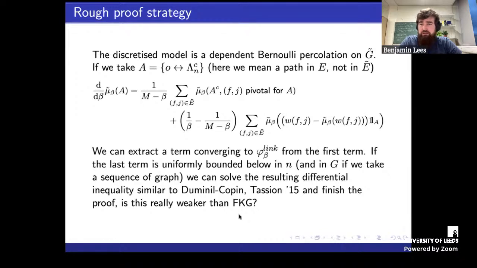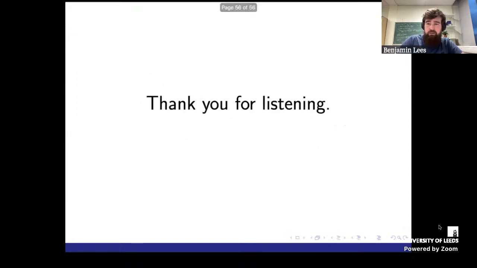And so one question that would just be nice as a start: is this really weaker than FKG? Does anyone know of any system where we don't have positivity of this, but perhaps we have a uniform lower bound? Even that would be quite interesting. We don't know of any systems. But now I'm out of time. I've just pushed the 50 minutes. So thank you for listening.